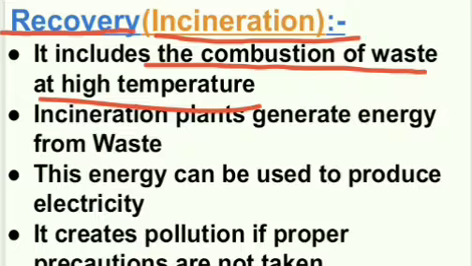In absence of effective pollution control measures, incineration plants produce a wide variety of pollutants. So to prevent pollution, we have to take proper precautions during incineration, otherwise it creates a huge problem of pollution. So this is how we can recover energy from the waste.